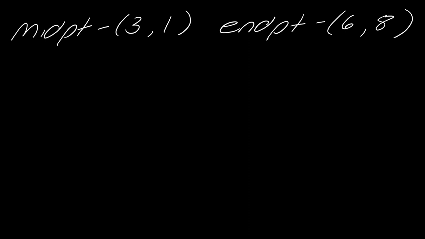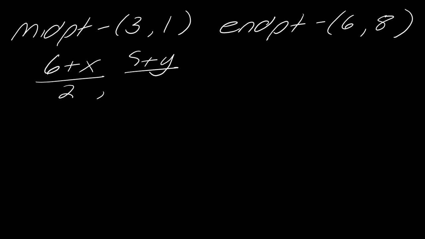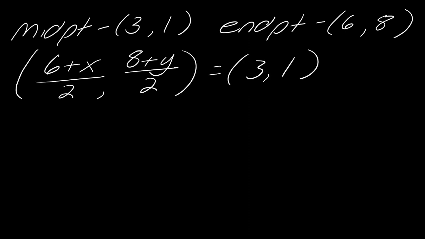Alright, so if I set this up again, I'm going to have (3 plus x) divided by 2 and (1 plus y) divided by 2. Oops, sorry, I'm going the wrong way. The endpoint was 6 and 8, divided by 2. I know that this has to equal 3, 1. If you can see, I almost made the fatal error, right? So you want to just make sure you keep the midpoint and the endpoint straight.